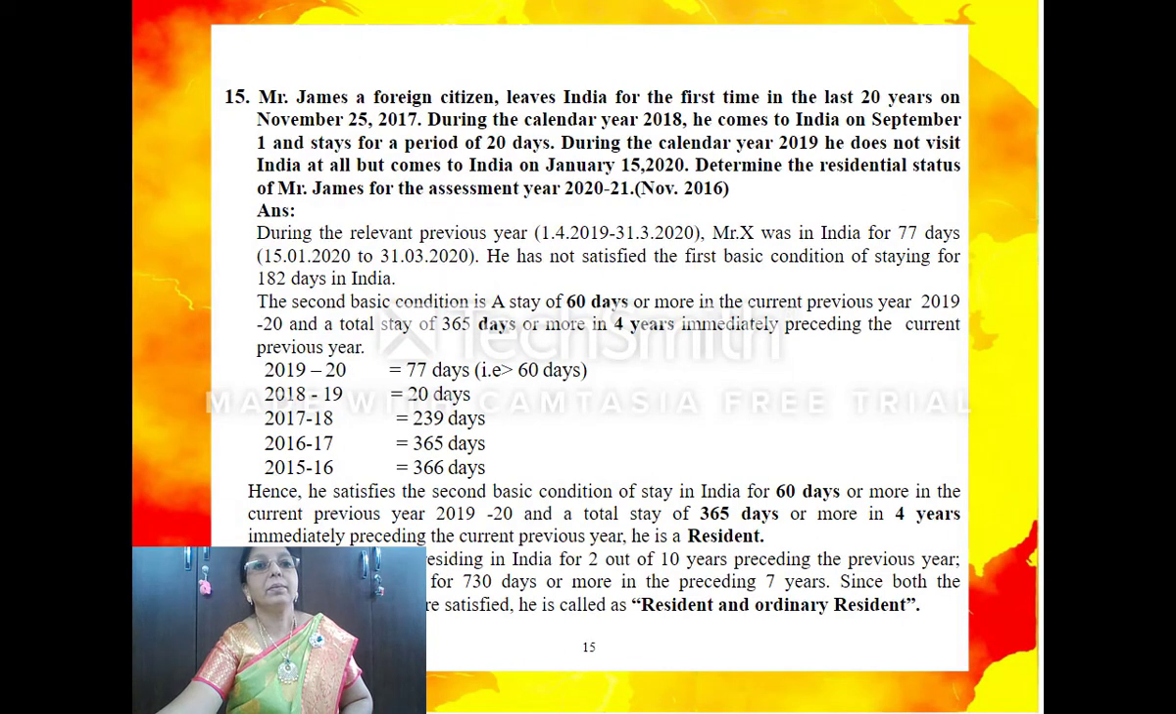Here's a foreign national, so you can check it for yourself. This is a problem which you can use for your practice. First time in the last 20 years, he leaves on November 25th, 2017 and so on. So determine his residential status for the previous year, and by working it out, our solution says he is a resident and ordinarily resident. That means to say he's fulfilled one basic condition and he should have fulfilled both the additional conditions. Only then he can become a resident and ordinarily resident.